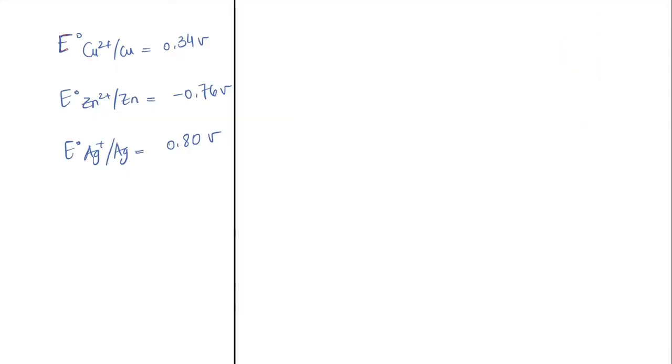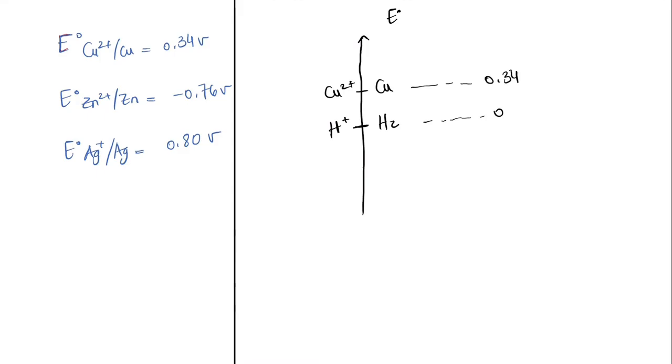Now I have to put all these results in the form of an axis. We have 0.34 for the copper redox couple, minus 0.76 for the zinc redox couple, and 0.80 for the Ag+/Ag redox couple. Now I want to put all these into an electrochemical axis, with E increasing. As you notice, H+/H2 is our reference, so here it's 0. Above it we have Cu2+/Cu at 0.34, and Ag+/Ag at 0.8, and below it we have Zn2+/Zn at minus 0.76.